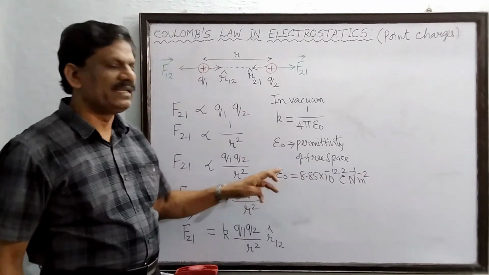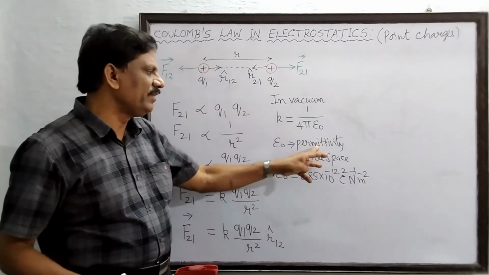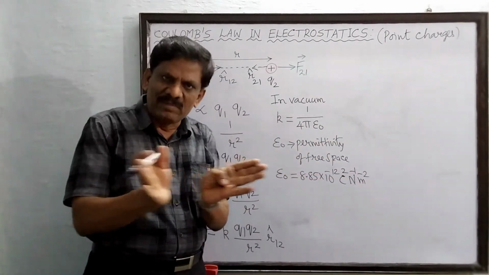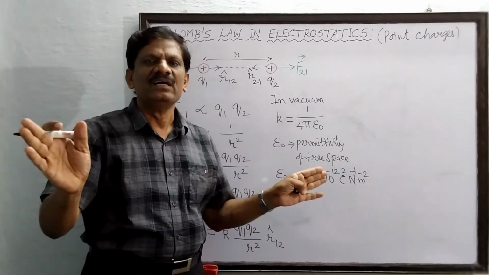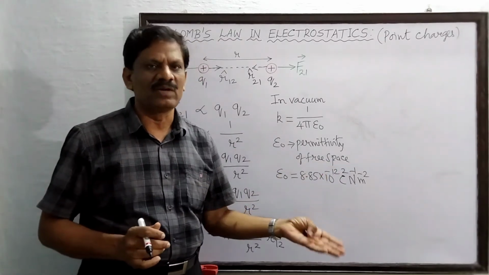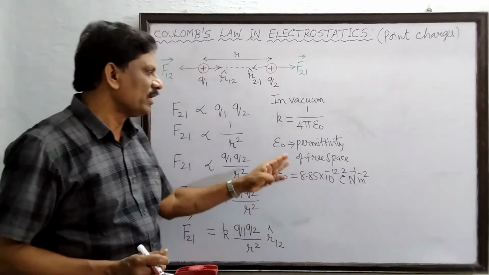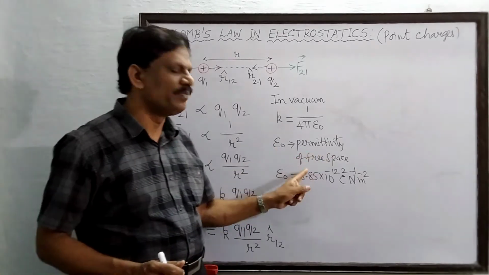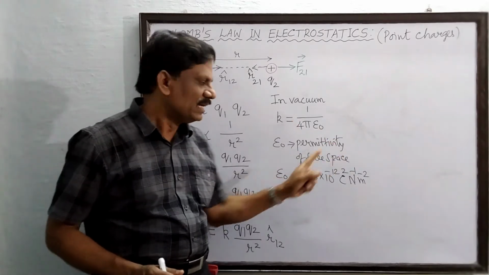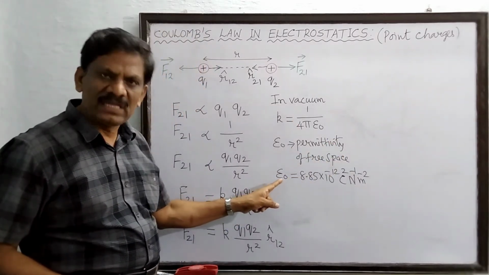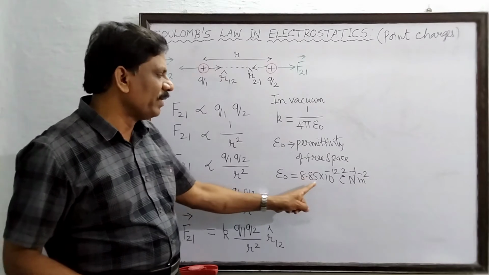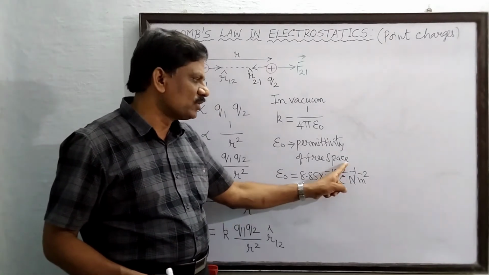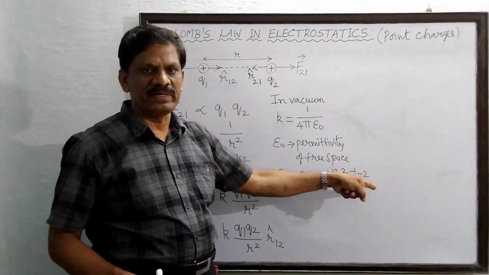So epsilon naught is called the permittivity of free space. It tells by how much the free space will permit the flow of electric field lines. In future topics you are going to study this thoroughly, so for now you must know at least the name. Epsilon naught is called the permittivity of free space, denoted by the symbol epsilon naught, and its value is 8.85 into 10 power minus 12. Unit is Coulomb square per Newton meter square.